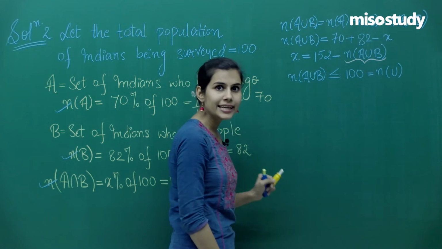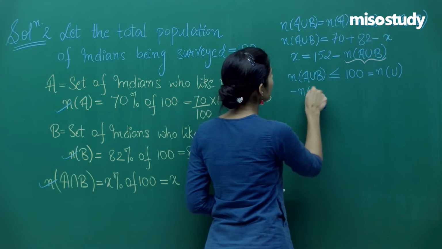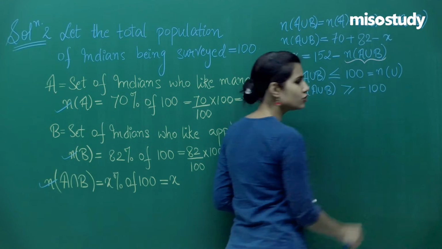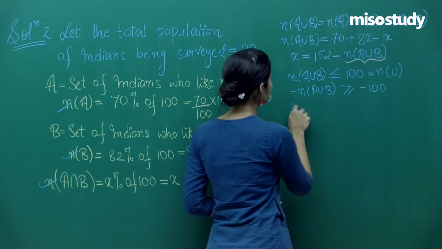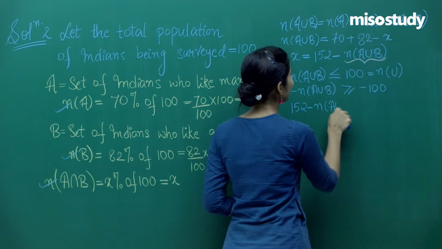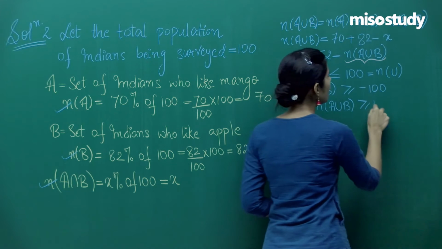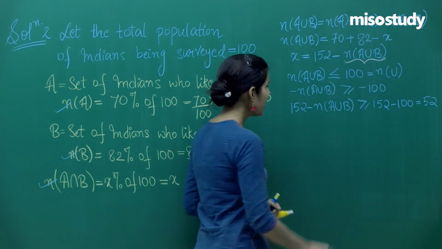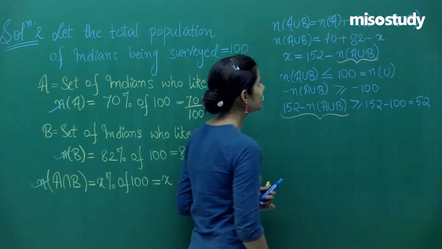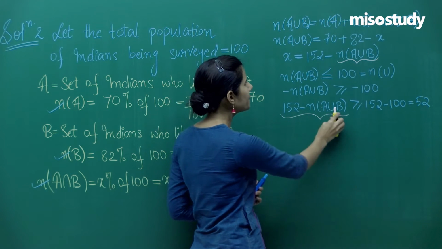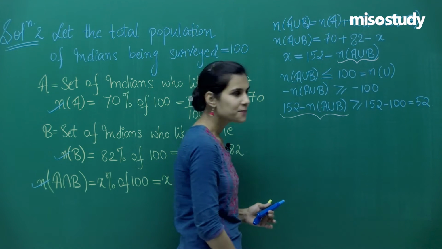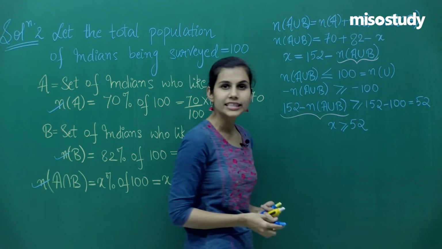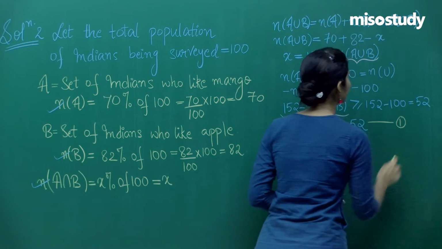Now, what do you think minus of this will do? Minus of number of members in A union B is going to reverse the inequality sign and give us a minus 100 here. Now 152 minus this, so 152 minus number of members in A union B will be greater than or equal to 152 minus 100, which is 52. But what is this that I have obtained? Isn't 152 minus number of members in A union B equal to X? Yes, so you have got that X is greater than or equal to 52. This is the very first equation.